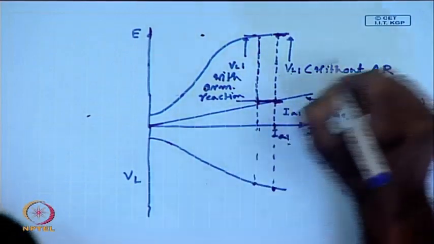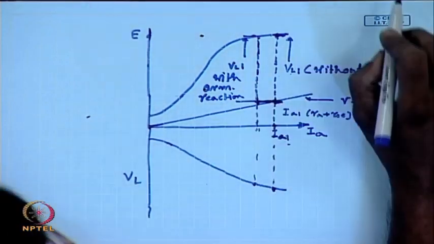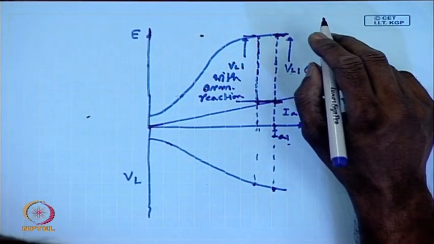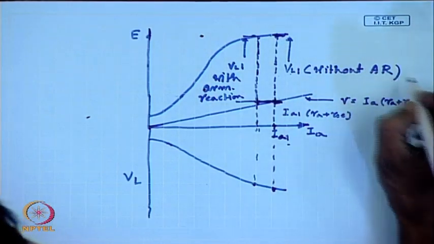Obviously, the VL1, if we consider armature reaction, will be less compared to the case where armature reaction is not prominent.